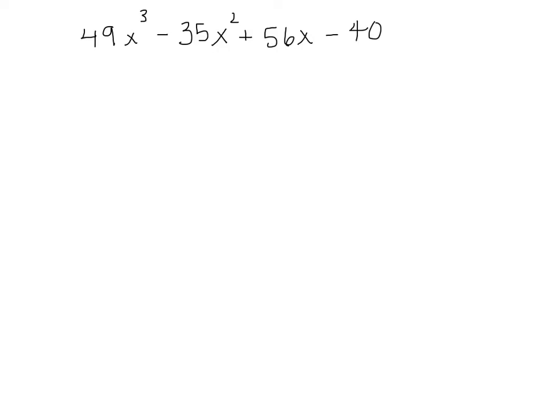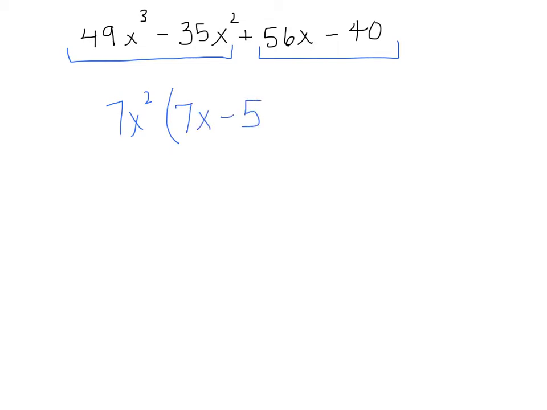Same principle, different numbers. So once again, we have the first 2 terms, and the second 2 terms. In the first 2 terms, I'm going to factor out a 7 and an x squared. That will leave me 7x minus 5. And then I'm going to double check. So I have 49x to the third minus 35x squared. I'm good.